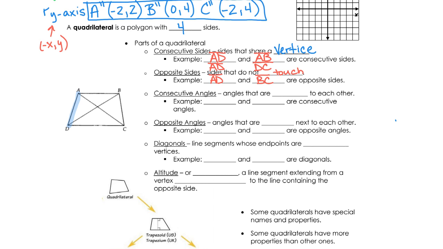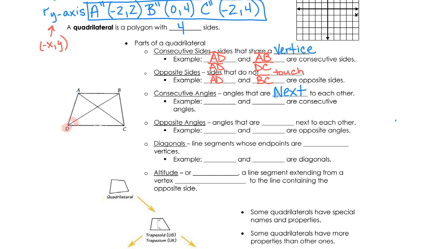Consecutive angles. So when we talk about angles, let's stick with angle D here. When we talk about consecutive angles, those are angles that are, they say, next to each other. However, when we use the word next to, we usually think of adjacent. This isn't such the same thing as adjacent.